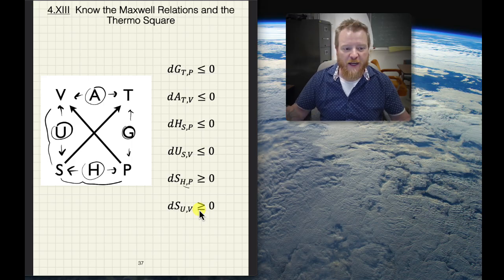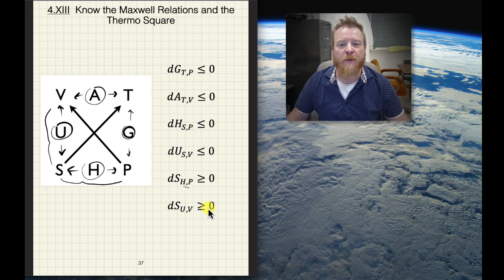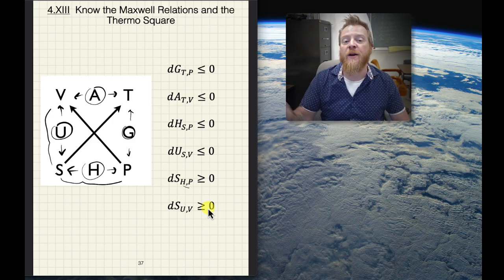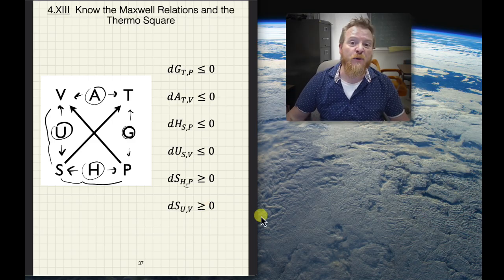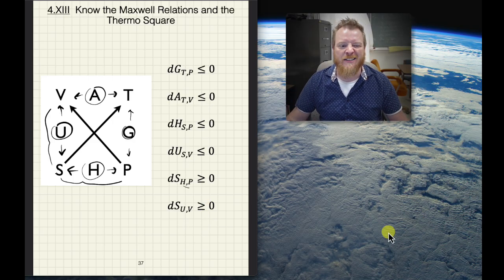So there's several ways we can use this thermo square to help us work through all of these relationships. And we'll definitely work through this at our live lecture, but I think your ability to quickly draw up the thermo square and work through this is going to help you out a lot, especially in our ACS exam.